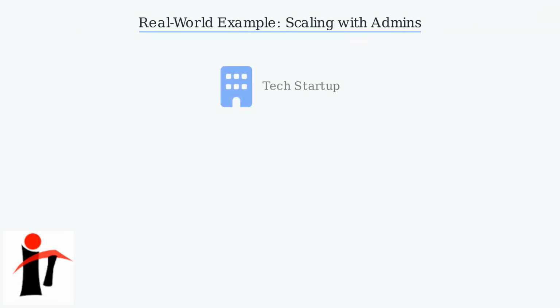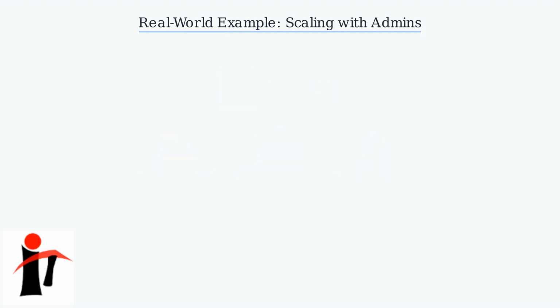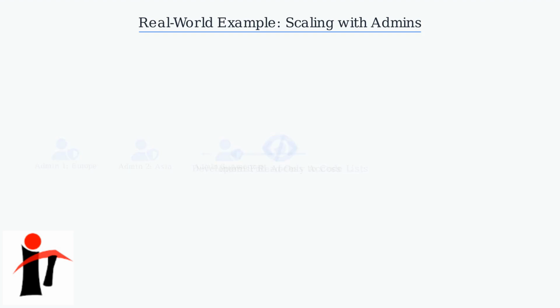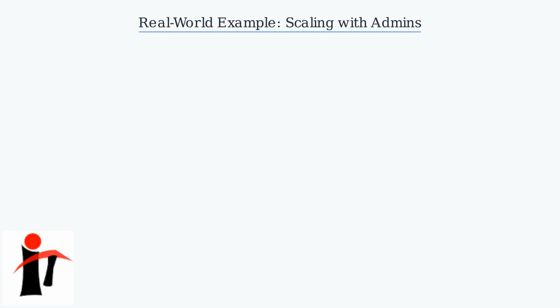Consider a tech startup using ClickUp to manage its projects. By adding multiple admins across global teams, the workspace owner can delegate regional responsibilities. Admins can then manage permissions to ensure developers have access to code lists, while limiting interns to read-only access. This decentralization reduces management overhead and improves efficiency. A Boston-based fintech firm reported a 50% reduction in management overhead by delegating admin rights.